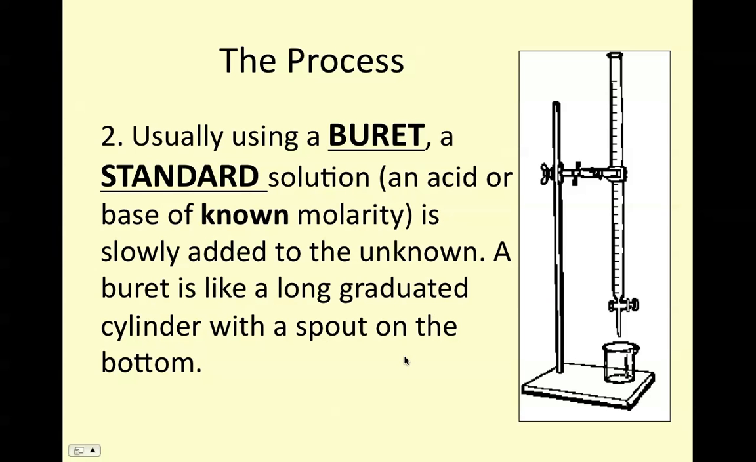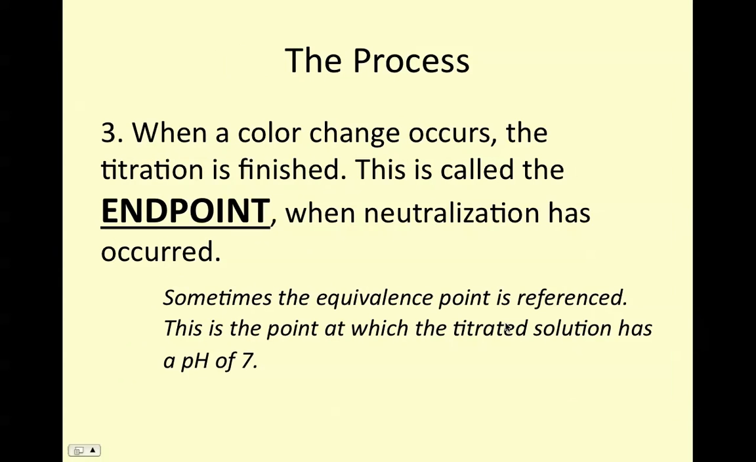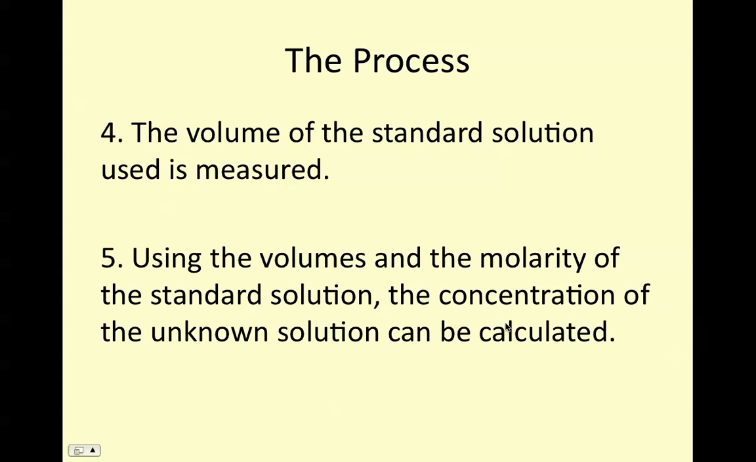the standard solution. Now this has to be either an acid or a base of a known molarity, meaning we know that it's 5 molar or we know that it's 1 molar, and what we do is we slowly add it to the unknown. So there's a little stopper down here that we open, and then we slowly add it while swirling the beaker at the bottom, and eventually we're going to see that we have a color change. And when that happens, we're going to then measure the volume of our standard solution from the burette, and using these volumes and the molarity of the standard solution, we can calculate the molarity of the unknown solution.